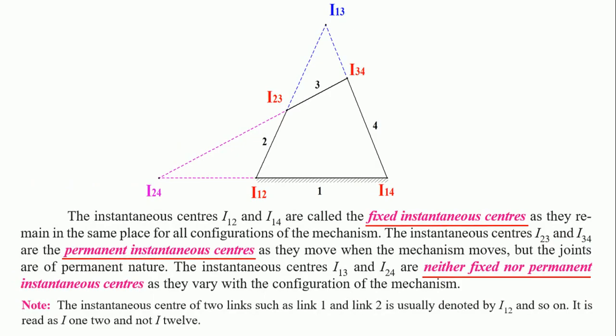Students, as discussed in the bookkeeping method, it is evident that we need to find 6 instantaneous centers. From the figure we can say that I12 and I14 are considered as fixed instantaneous centers because they are the part of fixed element, that is element 1. Then we need to find I23 and I34, which are known as permanent instantaneous centers. Then we need to find I13 and I24, which are known as neither fixed nor permanent instantaneous centers.